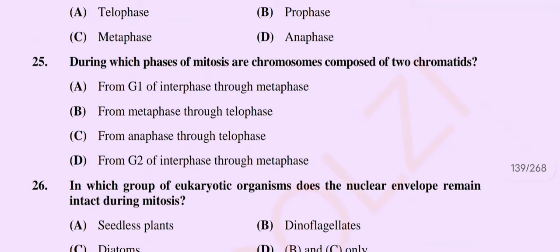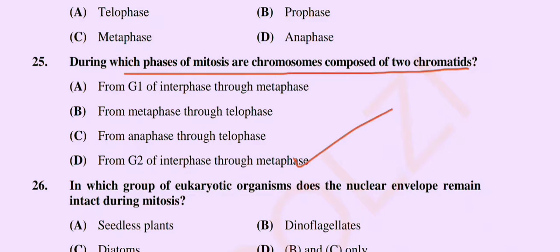Question number 25. During which phase of mitosis are chromosomes composed of two chromatids? Option A, from G1 of interphase through metaphase; option B, from metaphase through telophase; option C, from anaphase through telophase; option D, from G2 of interphase through metaphase. So the correct option is option D, from G2 of interphase through metaphase.